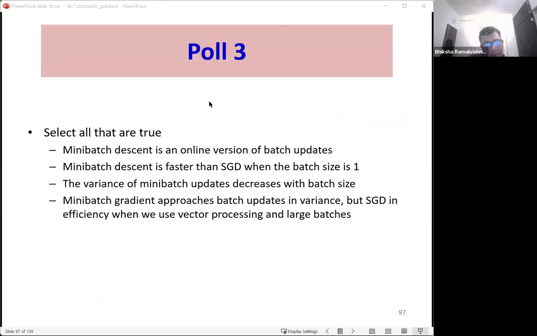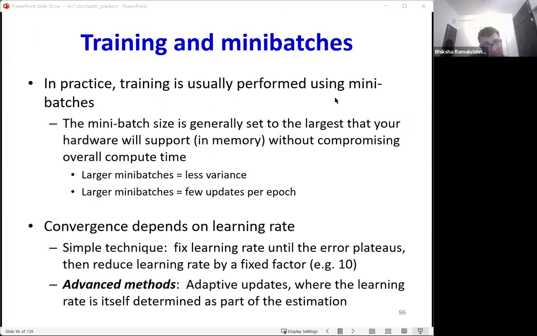So in practice, training is performed using mini batches. The mini batch size is generally set to the largest that your hardware will support without compromising overall compute time. Larger mini batches means less variance. Larger mini batches also means fewer updates per epoch. Always, regardless of whether you're performing mini batch or SGD, you have to randomize the data in each epoch. Otherwise, it doesn't work, right? You have the same cyclic behavior.